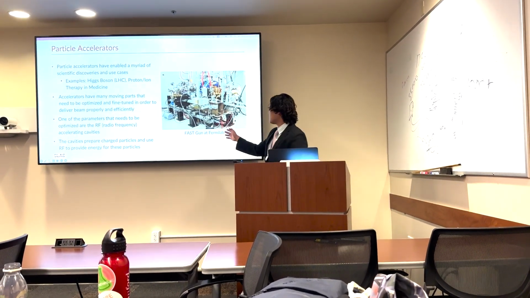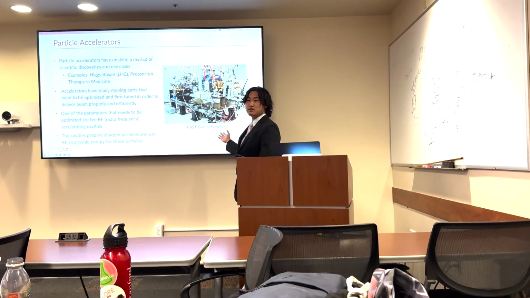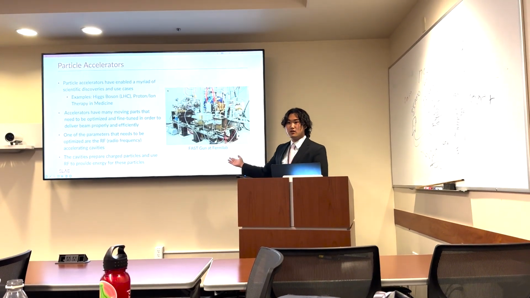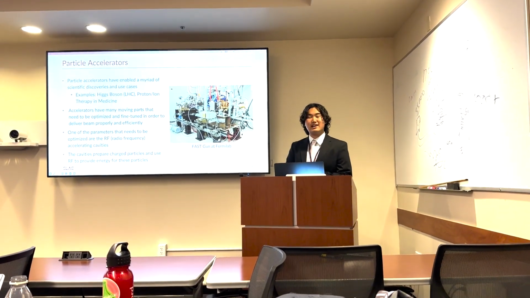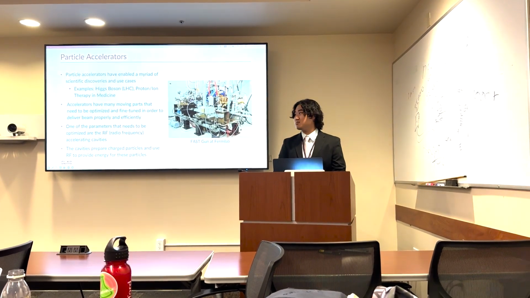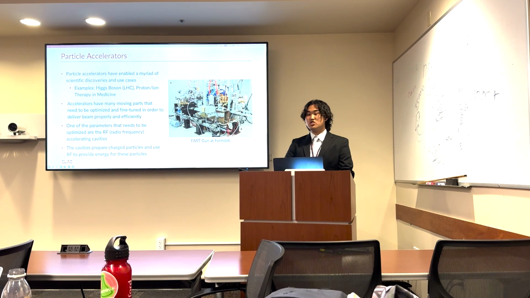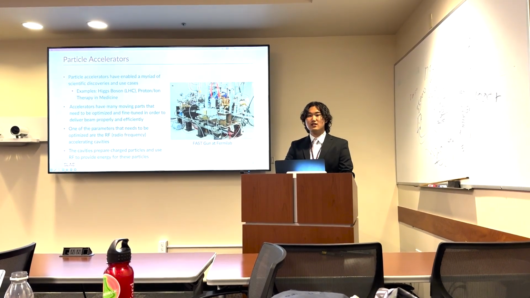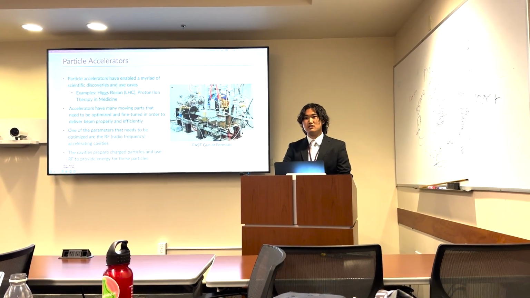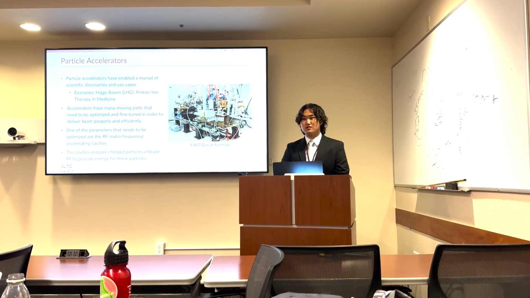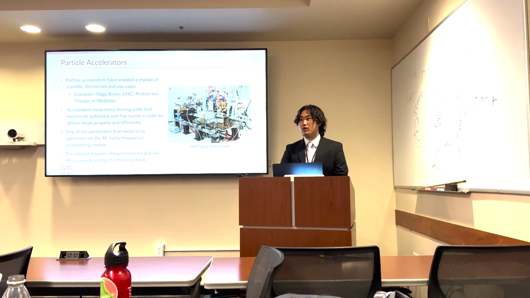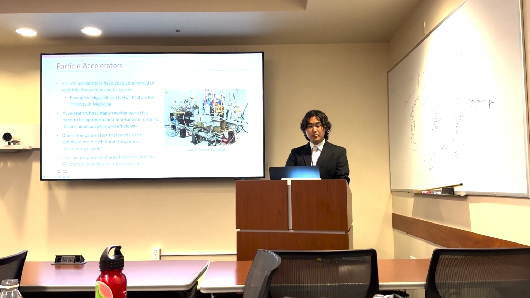So this picture right here is the fast gun at Fermilab. So this is actually Fermilab's accelerator. And the reason why I didn't use SLAC's accelerator to showcase my presentation today is because the data I used for machine learning modeling was taken from the fast gun at Fermilab, because their data was a lot more accessible to process and prepare for machine learning modeling.